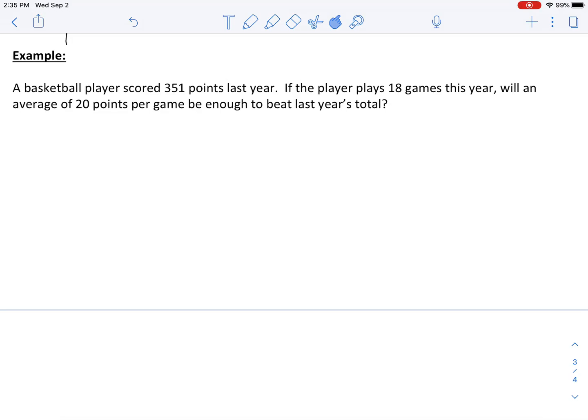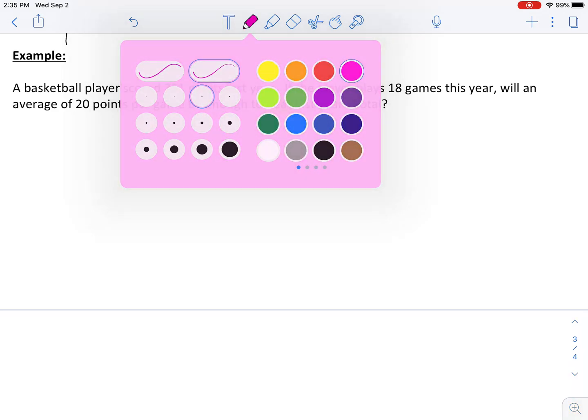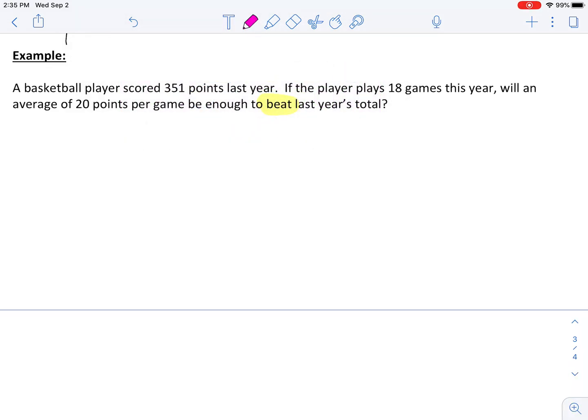All right, your last question. I think this is a really good question because this is applicable to a lot of things, not just points per game in basketball. So a basketball player scored 351 points last year. If a player plays 18 games this year, will an average of 20 points per game be enough to beat last year's total? So we're going to come back to the word beat here because that's going to be a big clue as to what inequality do I use. And obviously it's not going to be an equal sign, but we'll address that here in a minute.